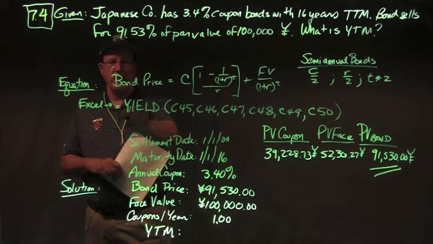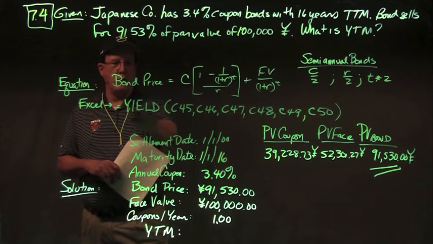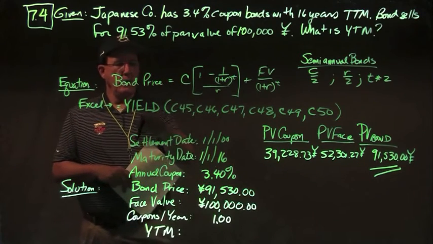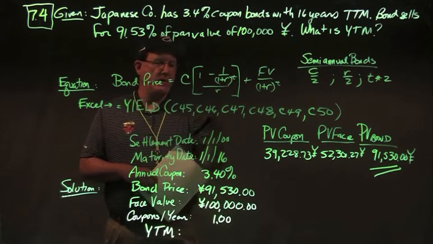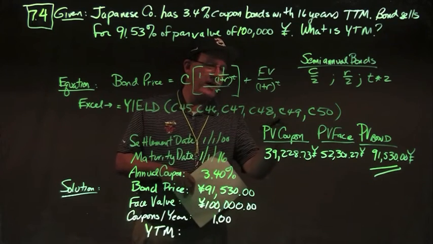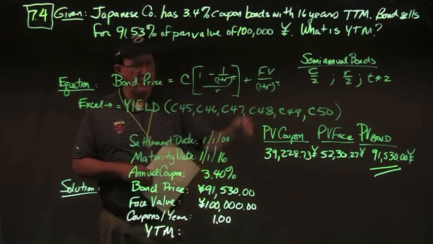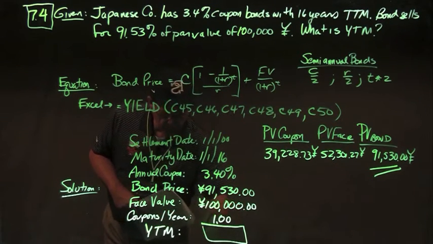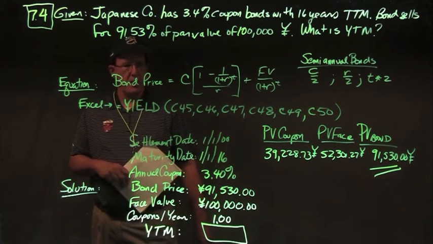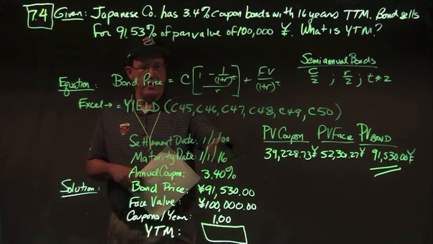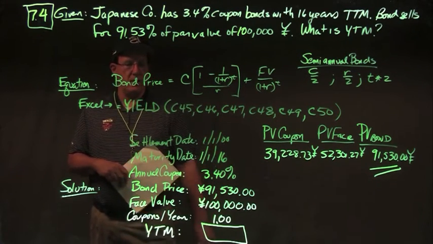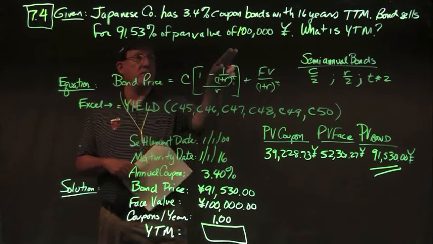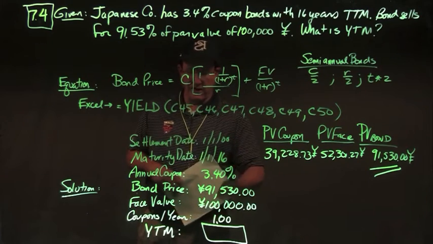In the Excel function, which is a little bit advanced, I'll type in =YIELD in cell C51. YIELD, left paren, C45, C46, C47, comma, C48, comma, C49, comma, C50, comma, right paren. I'm going to type that formula into this cell right here, which will be cell C51. In C45, I'm going to put the purchase date or settlement date of 1/1/00. I just make that up. And I set the maturity date as 16 years later, because it's a 16-year TTM bond, so 1/1/16.